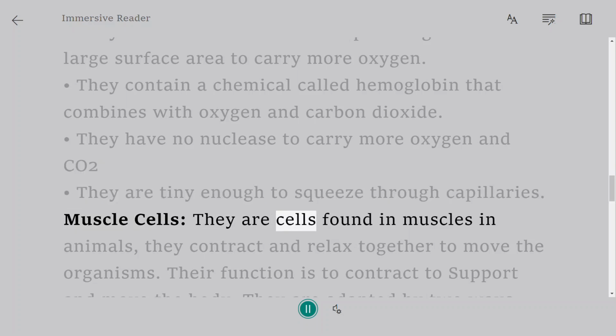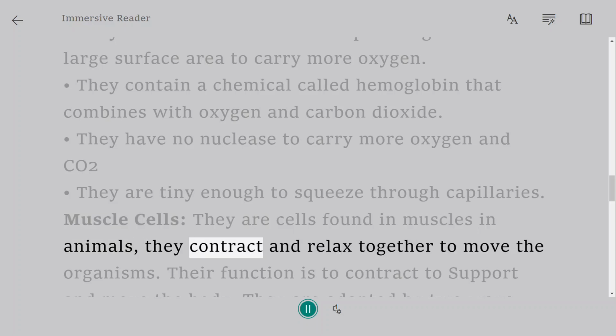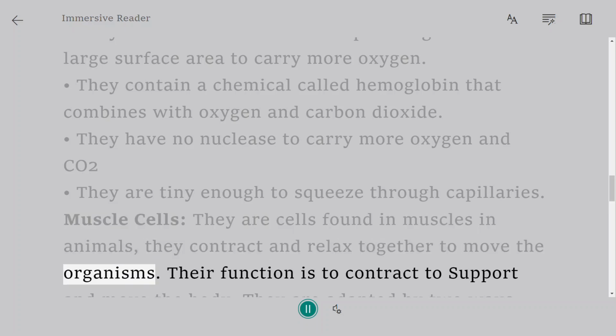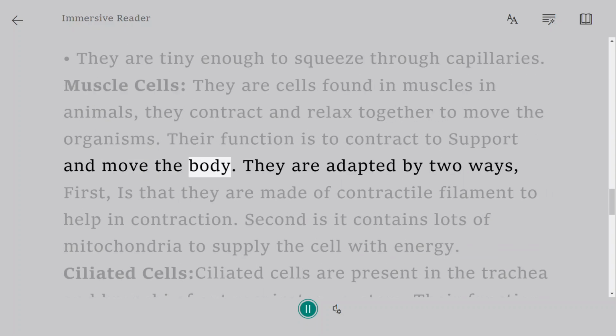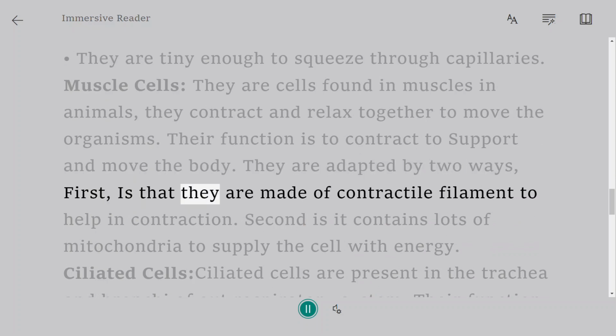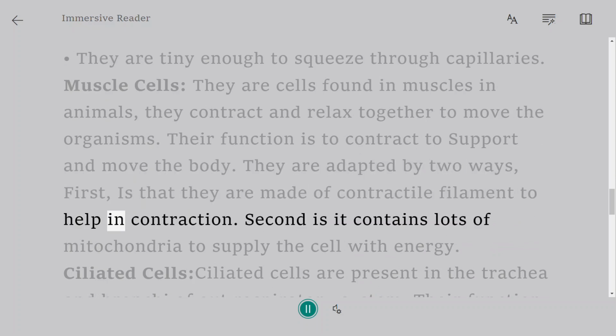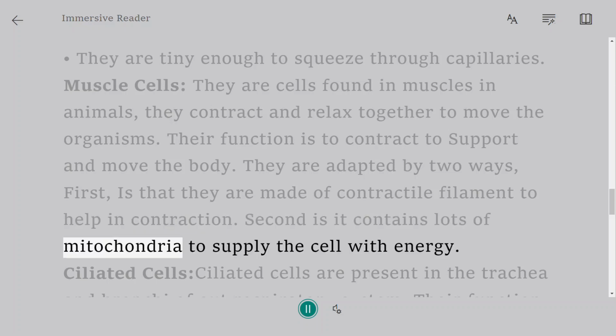Muscle cells. They are cells found in muscles in animals. They contract and relax together to move the organisms. Their function is to contract to support and move the body. They are adapted in 2 ways. First, they are made of contractile filaments to help in contraction. Second, they contain lots of mitochondria to supply the cell with energy.